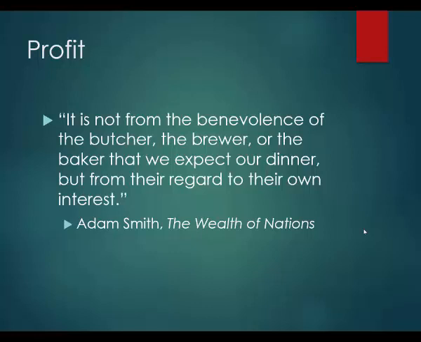Adam Smith is, of course, the first economist. He wrote that book, I think, in 1776. So it's kind of an old concept.